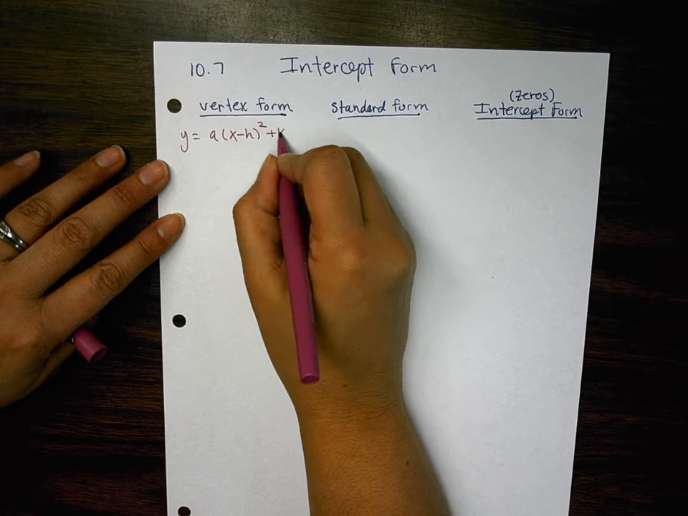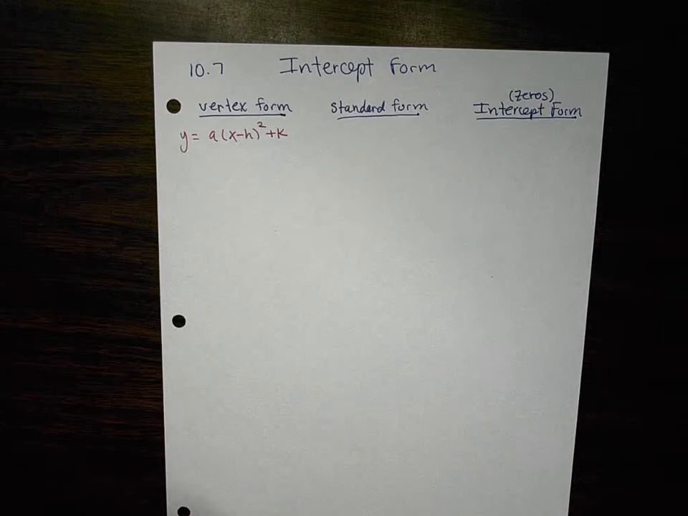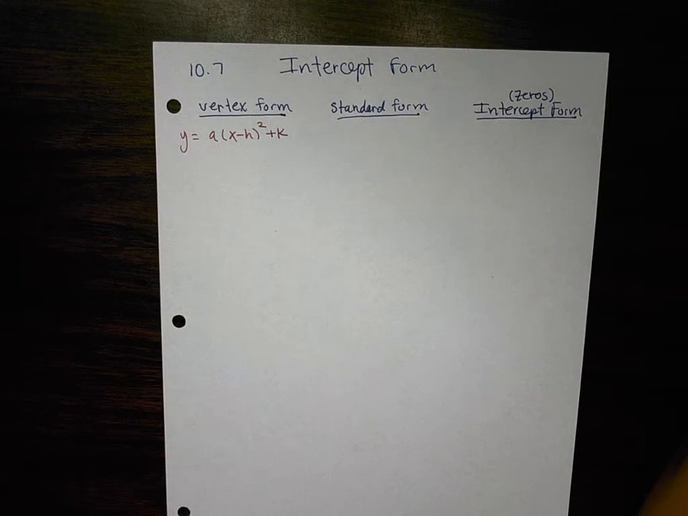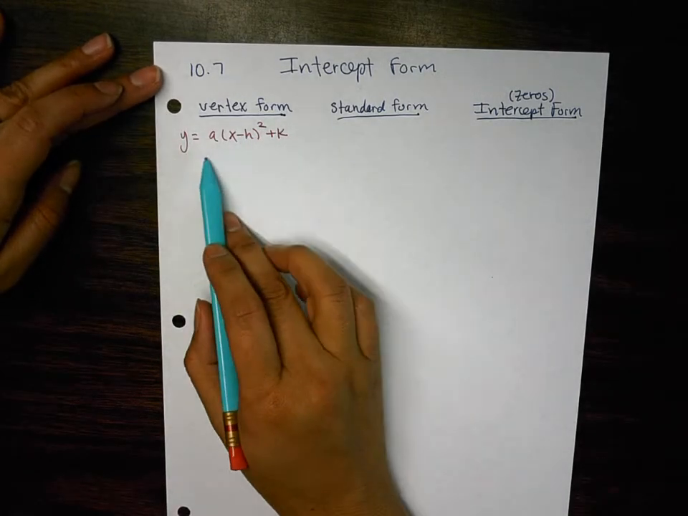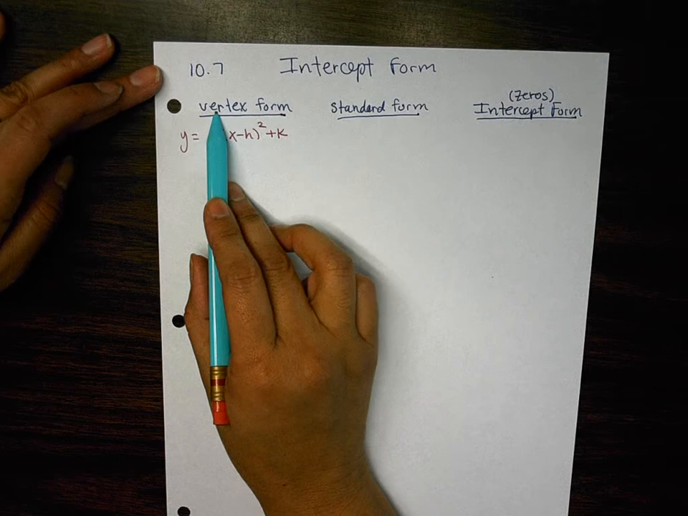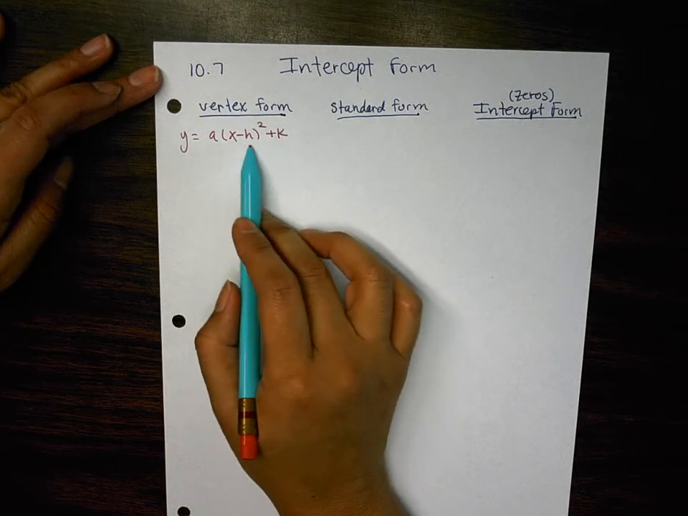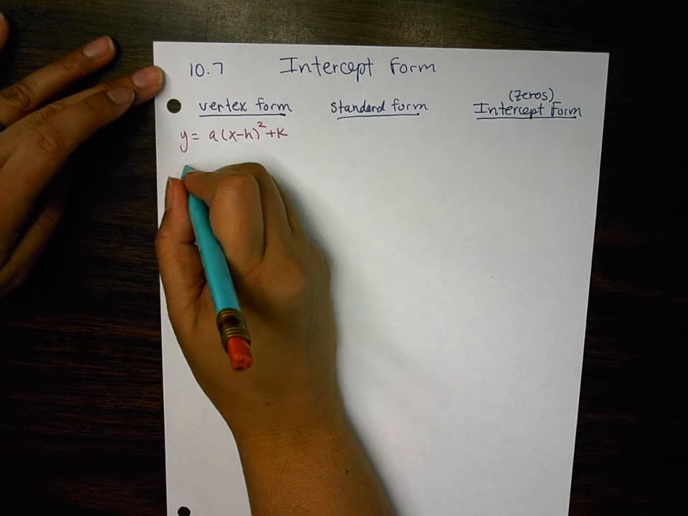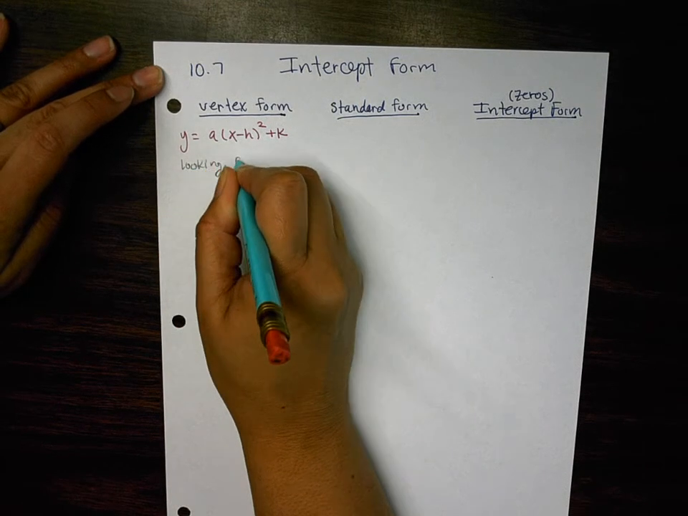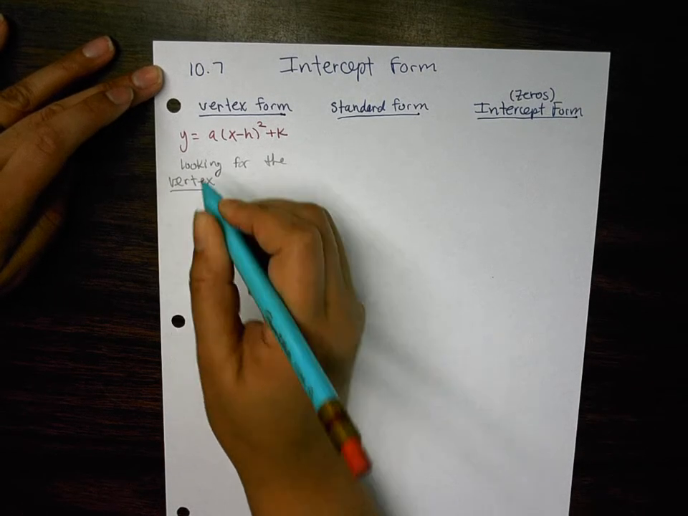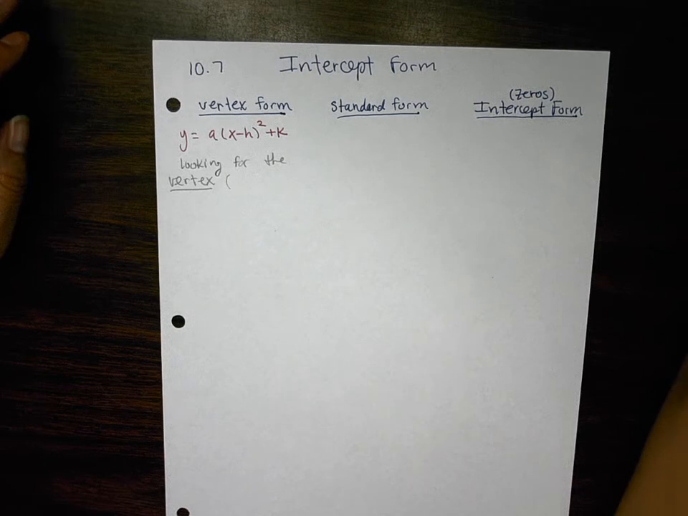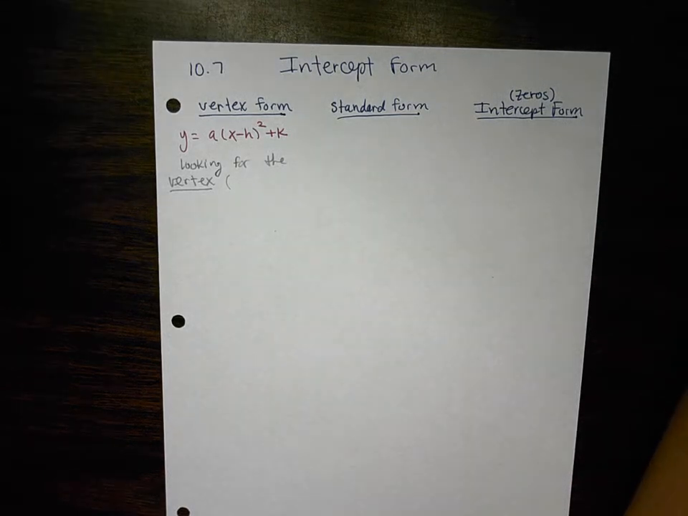All right, so what does vertex form look like? y equals a(x minus h) quantity squared plus k. Okay, everyone have it? All right, who remembers what this form is nice for when you're looking for the what? This form is nice when you're looking for the vertex. Now, I'm going to put parentheses here.